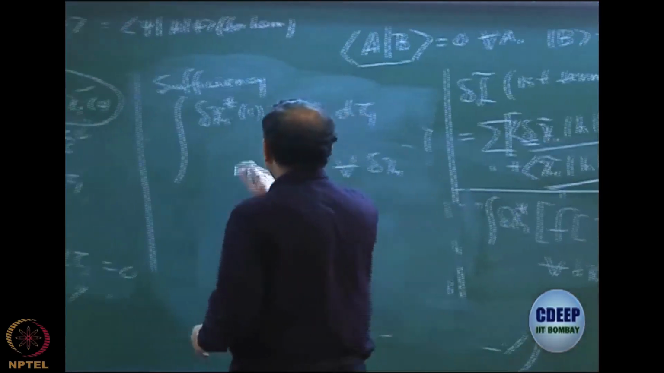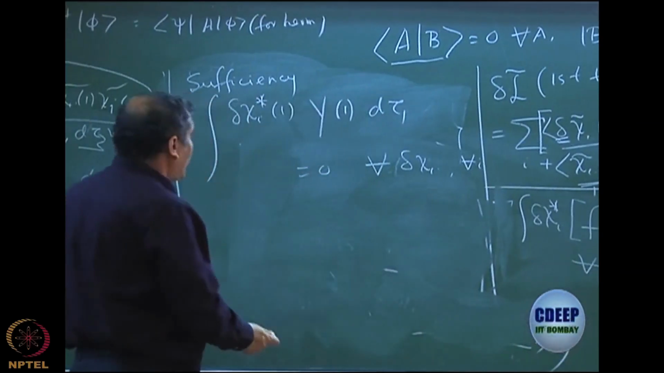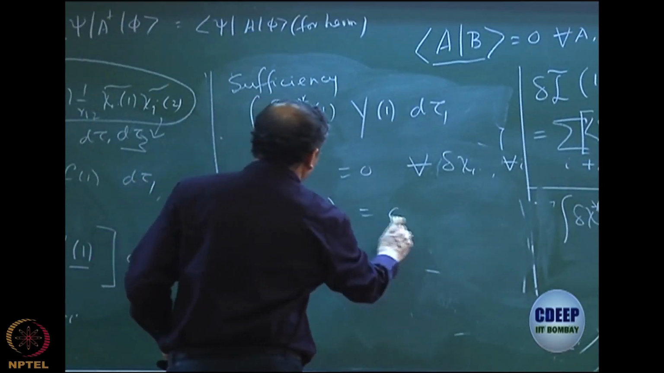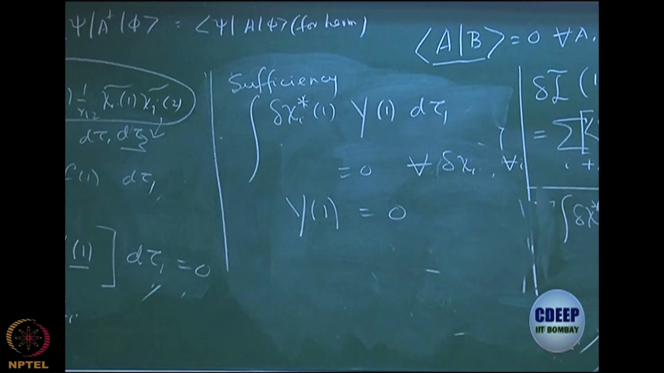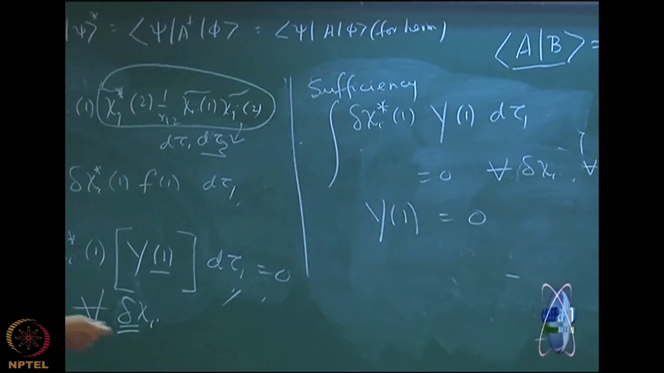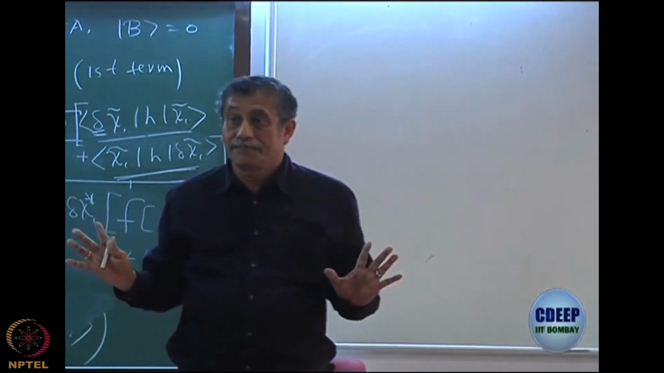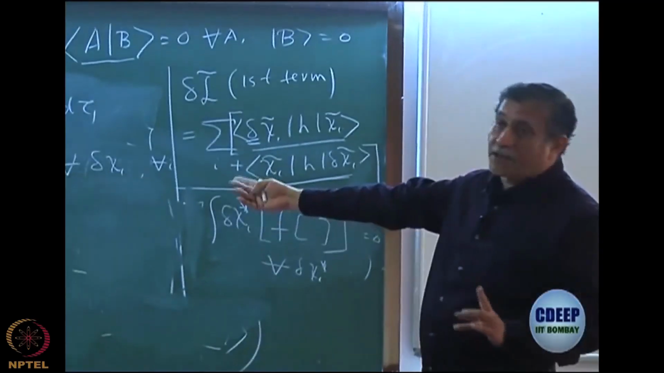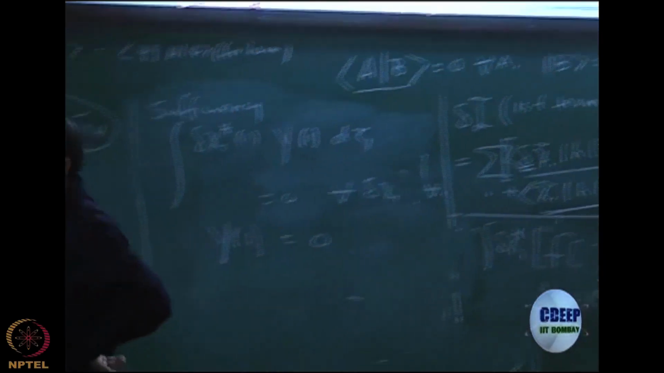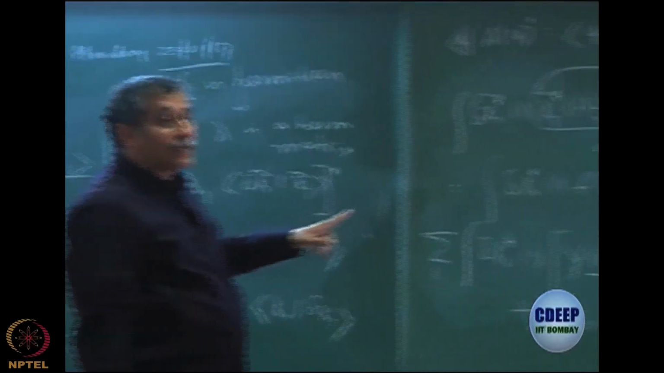Then I say that for each delta chi I and of course each I, it is equal to 0, and then I use this AB equal to 0 to say that y of 1 is equal to 0. Since it is for arbitrary delta chi I, y of 1 is equal to 0, for whatever I it will come. So we will have to only identify this y of 1, which is the 1 electron function. Interestingly, the equation that I am getting from a very complicated n particle variation has now been reduced to a single particle equation. I have got a 1 particle equation.